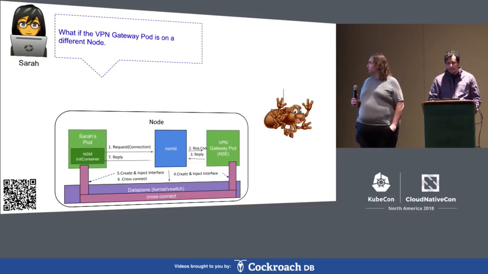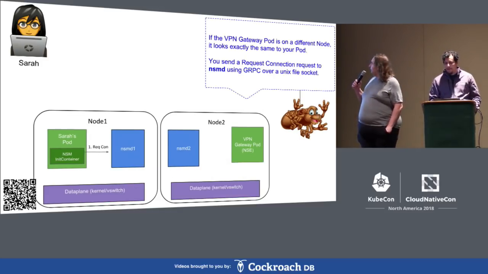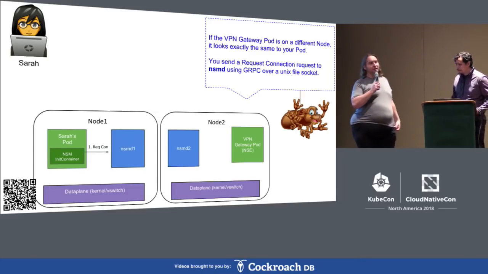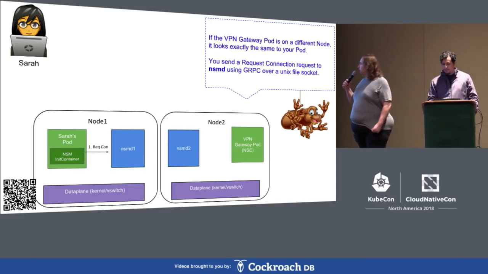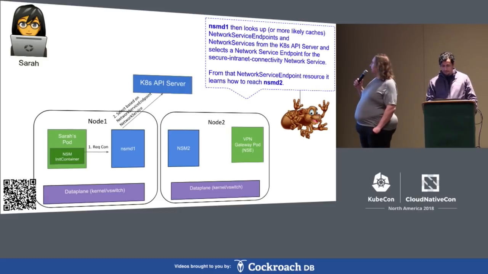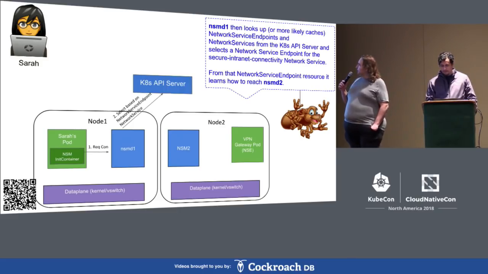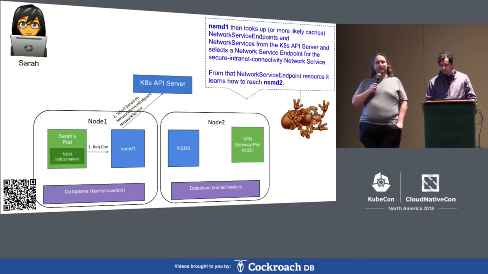Okay, what if the VPN gateway pod is on a different node? Yep, so in this case, it looks exactly the same to Sarah. Her pod, the init container in her pod comes up, it requests a connection to its local network service manager. That network service manager looks in the Kubernetes API server as the network service registry. It looks for network service endpoints that provide this, and it looks for the network service object in case there's some policy it has to take into consideration.